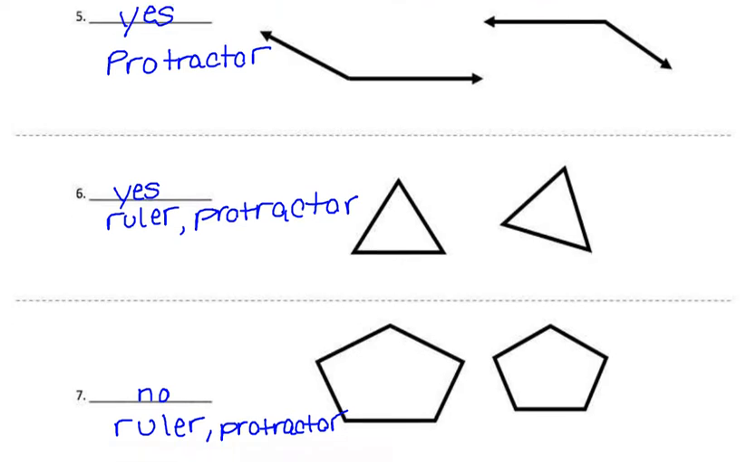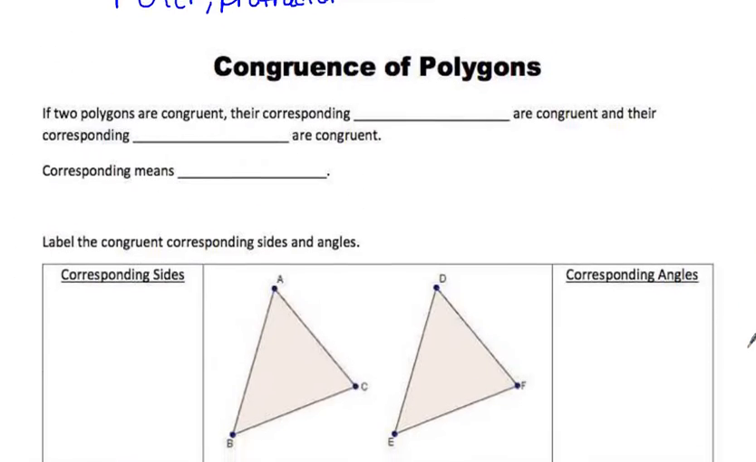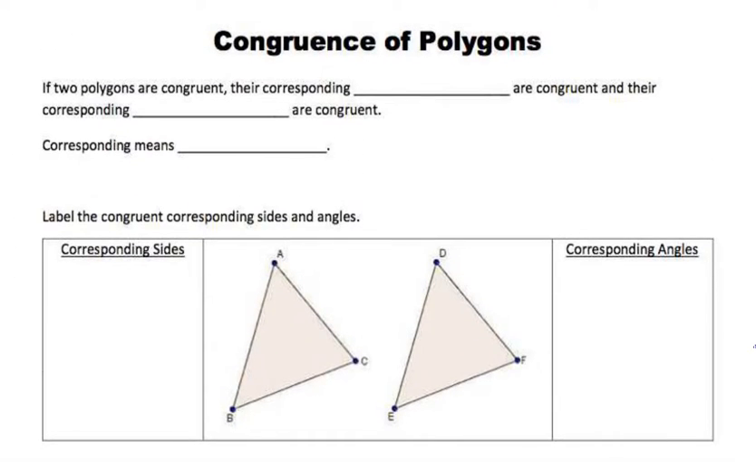Okay, so if we look down at the bottom, how does this relate to congruence of polygons that we're going to talk about in 6th grade? If two polygons are congruent, their corresponding sides are congruent. Now, corresponding means matching. And their corresponding angles are congruent. So the corresponding also means matching.